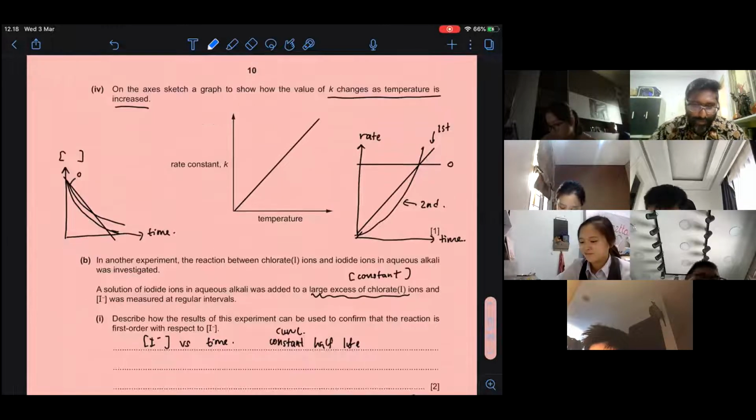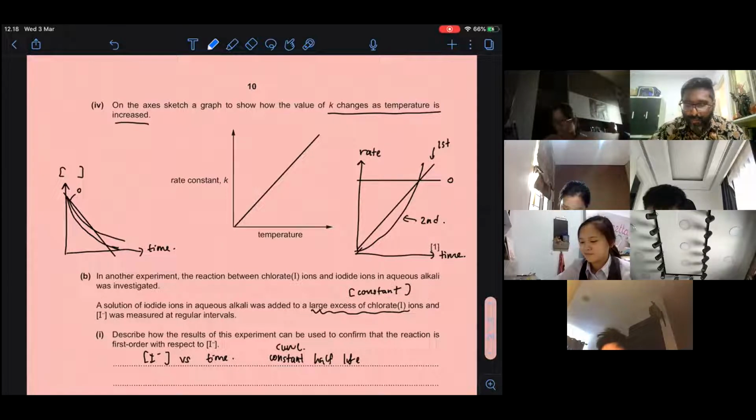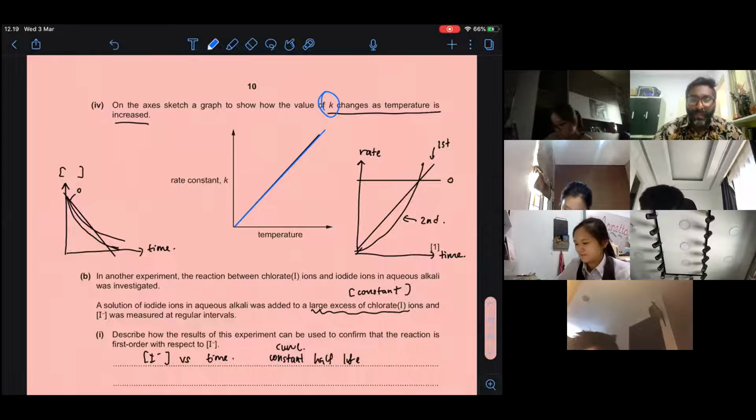Next, on the axis, sketch a graph to show how the value of k changes as the temperature increases. Only k will change when temperature is changing. So the rate constant will increase. Okay, it's okay. Victoria's internet is bad. Later, I'll pass her the video. So the rate constant will increase as the temperature increases. You can draw this graph, or you can also draw a curve, they do accept a curve, as long as you show that it is increasing with the temperature. It doesn't matter whether it's a straight line or a curve.